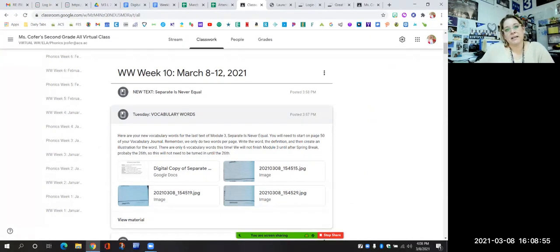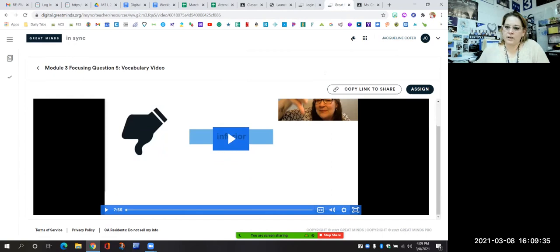Make sure that you are writing the word, the definition, and creating an illustration for that word. We will have this week and probably the week after spring break for the rest of Module 3, and then we'll be all finished with Module 3. So your vocabulary journal will not be due until the Friday after spring break, the 26th, I think. You have a little while to work on those, but just make sure that you are studying and practicing. With that in mind, we're going to go ahead and get started on our video for vocabulary.